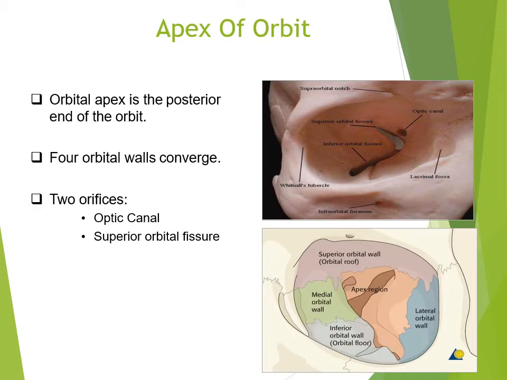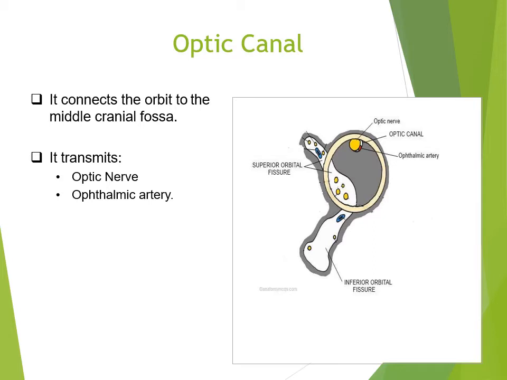The apex of the orbit, as I told you, is in a pyramidal shape. All these walls fuse together posteriorly, forming the apex of the orbit. There we can find the optic canal and the superior orbital fissure. The optic canal is a circular space. Through this, the optic nerve and the ophthalmic artery pass.